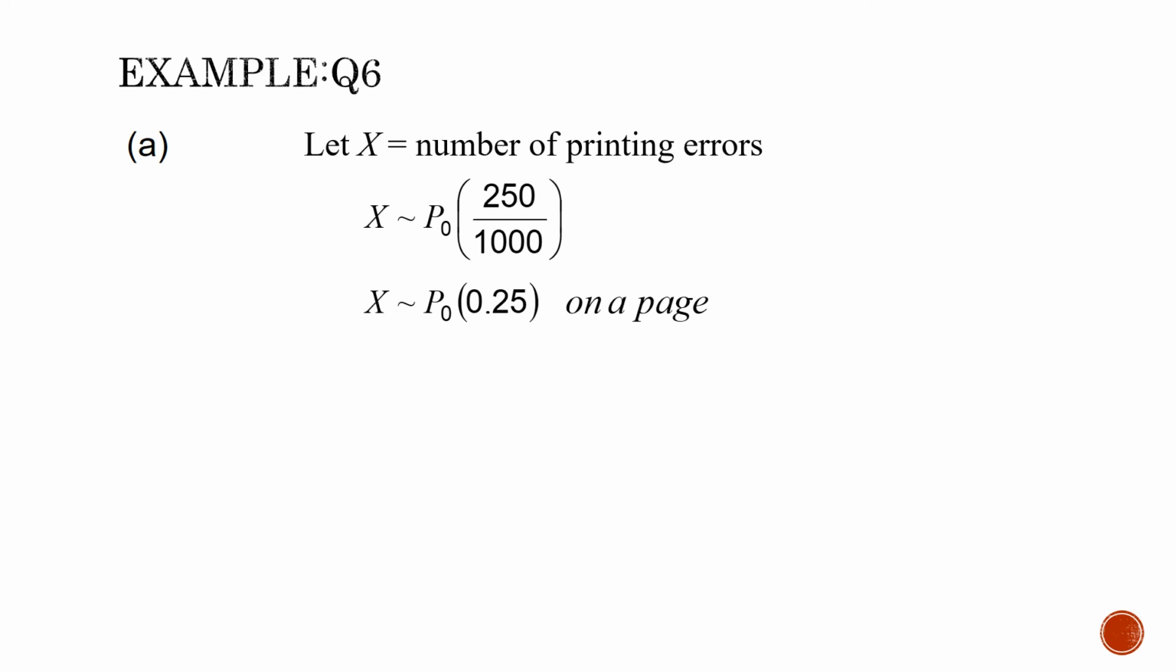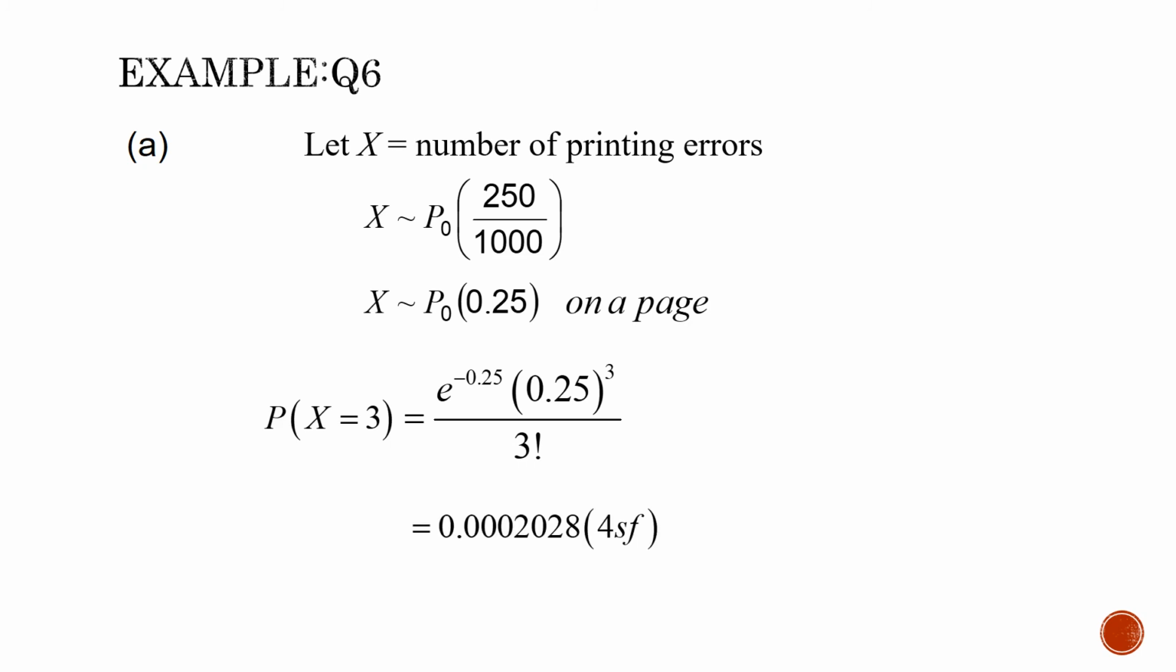So after getting your mean for the number of printing errors for one page, then we can find the probability of exactly 3 printing errors on one page. So calculate. You substitute lambda as 0.25, x as 3, and you have 0.0002028.